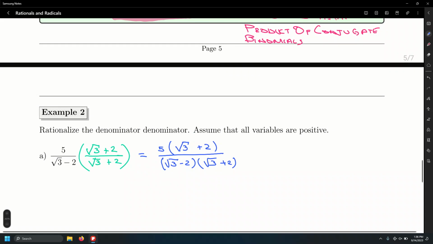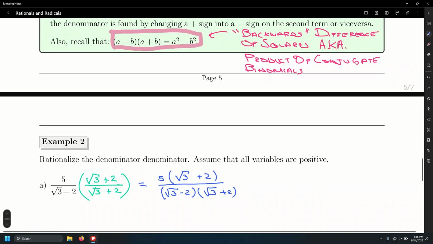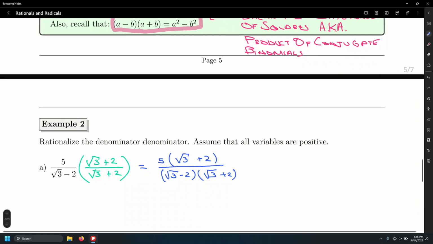Although again you have an option, you could do the whole foiling if you want, right? However, that's the reason I'm also recalling here the backwards difference of squares. We can do the backwards difference of squares, or if you feel more comfortable doing that FOIL, root of 3 times itself plus root of 3 times 2, and then negative 2 times root of 3, and then negative 2 times positive 2, then that's fine. However you feel comfortable with it, that's fine. All right, and that'll give us then, well, what is that?